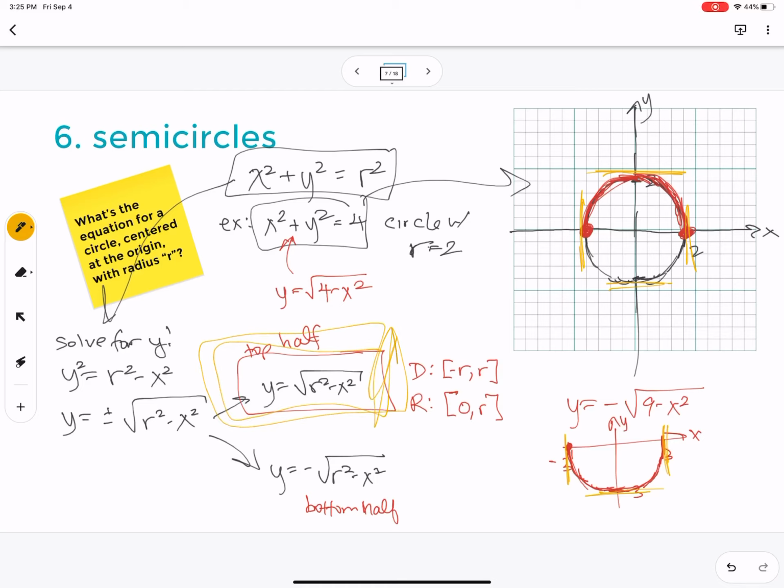I'm focusing on that because that's the core of this slide. That's number 6 on our list of the 10 functions that you need to be able to graph quickly. And then hopefully I move on to the next slide.